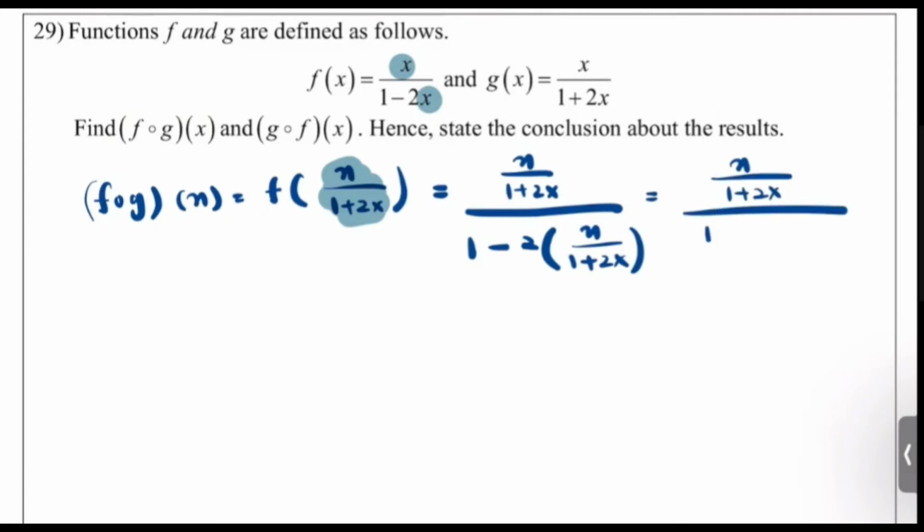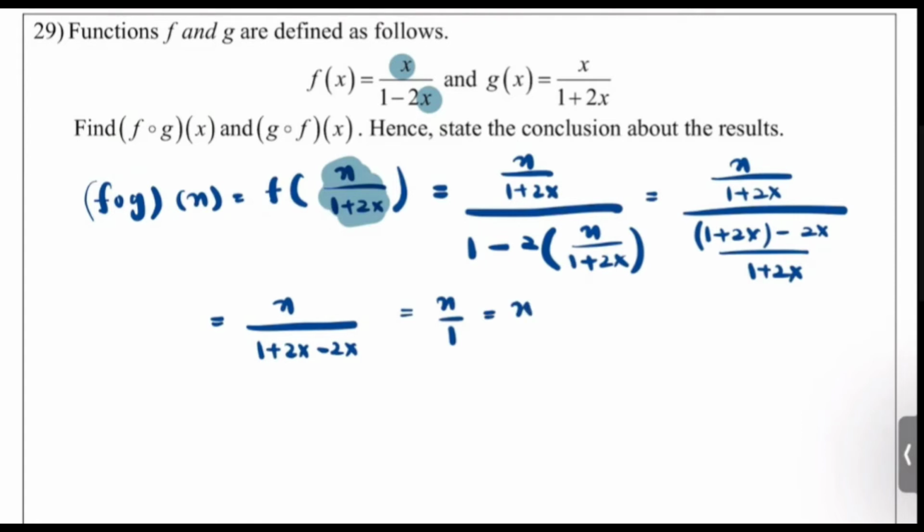Then 1 plus 2x, I make the denominators the same. Here it is over 1, right? So I make the denominators the same. So this will be 1 plus 2x minus 2x over 1 plus 2x. Okay, then this and this can cancel out. So what is left here is x over 1 plus 2x minus 2x. So 2x minus 2x is 0. So we have 1. So we have x over 1 which is equal to x.